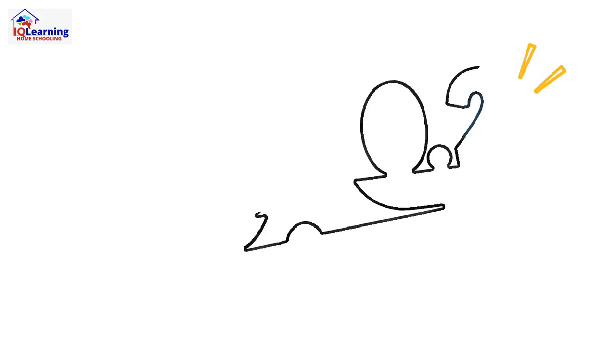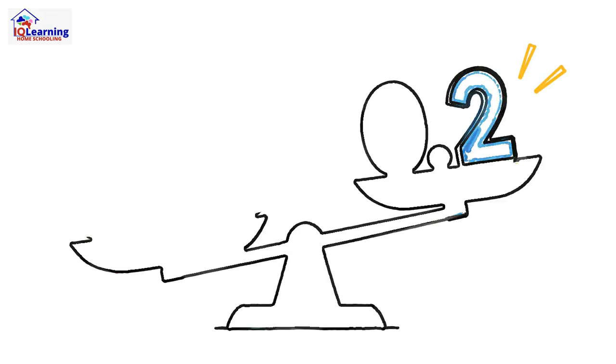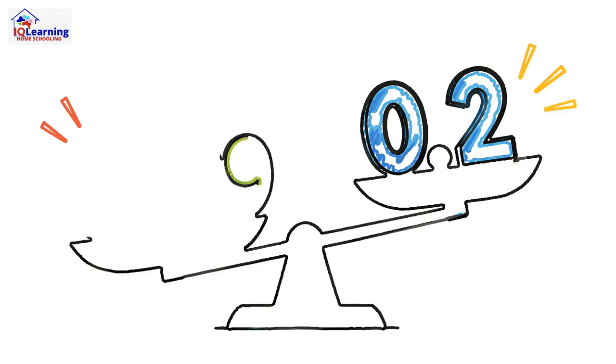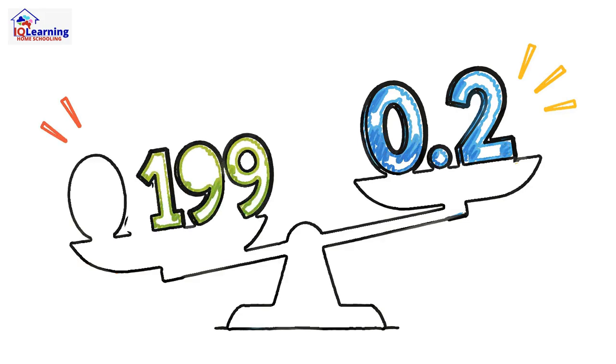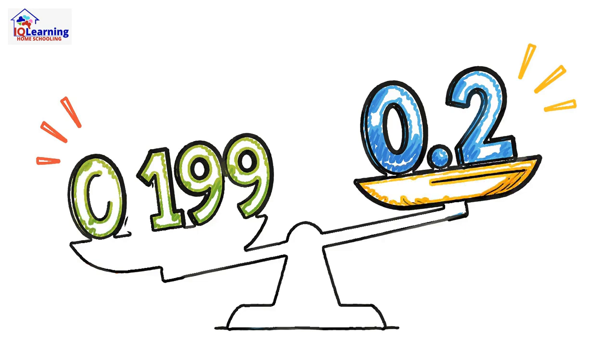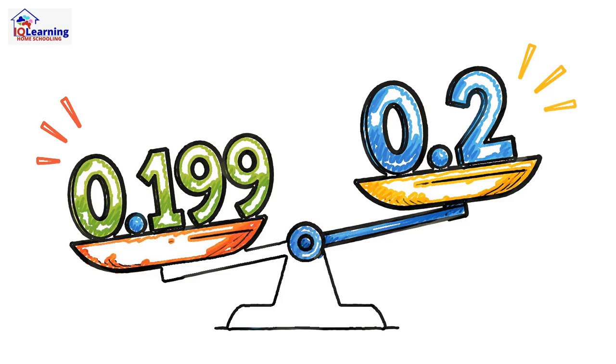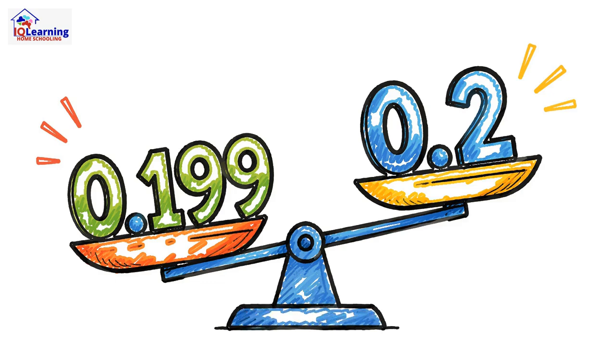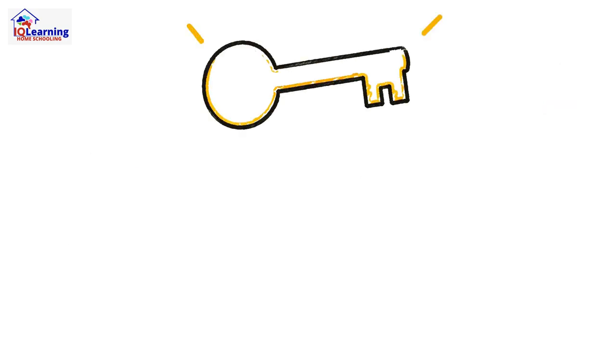Is 0.2 larger than 0.199? At first glance, the number 199 seems so much bigger than 2. But in the world of decimals, looks are deceiving, and this is the most common trap people fall into. A decimal with more digits isn't necessarily larger. So how do we see the truth behind the numbers?